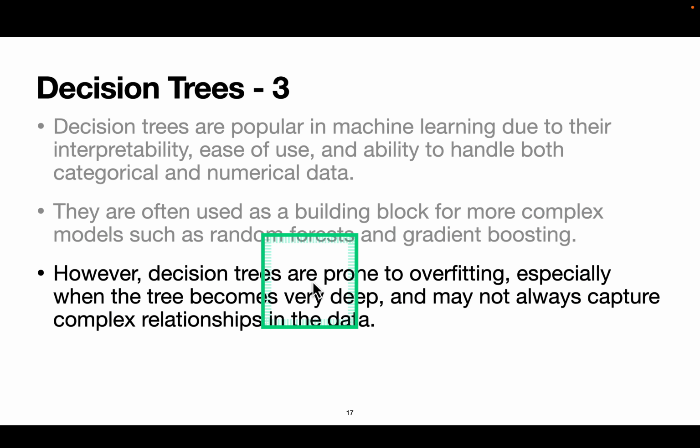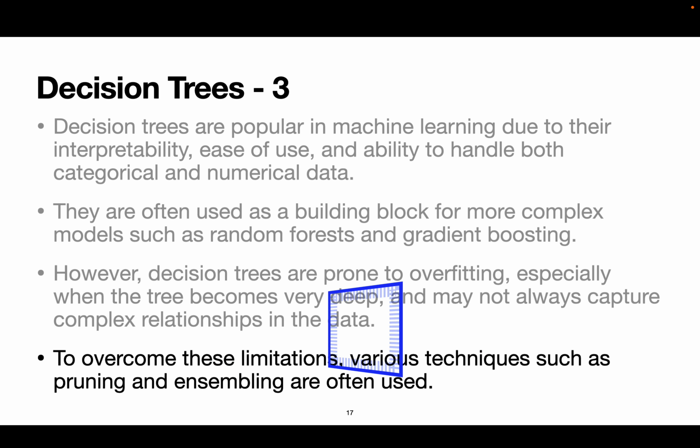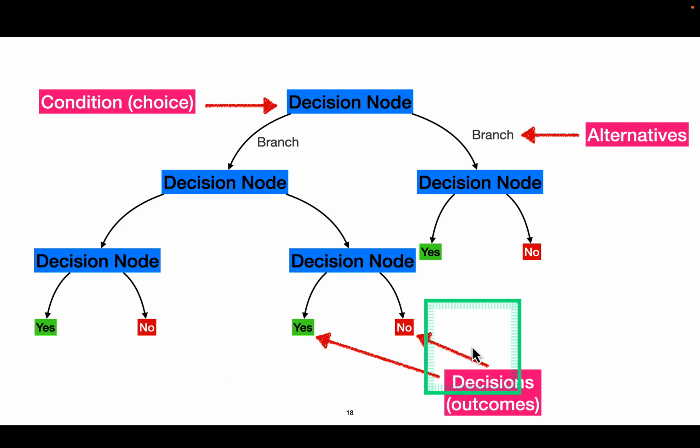However, decision trees are prone to overfitting, especially when the tree becomes very deep, and may not always capture the complex relationships in the data. To overcome these limitations, various techniques such as pruning and ensembling are often used. So this is an example. For example, you start with the top, like a decision node.